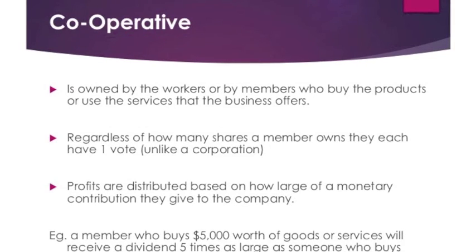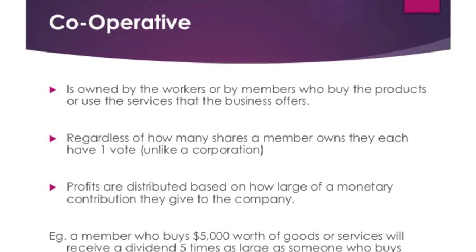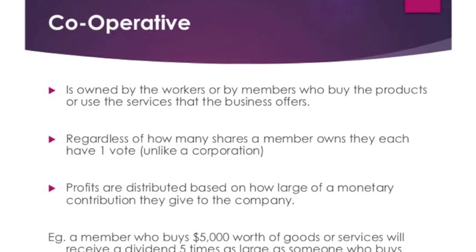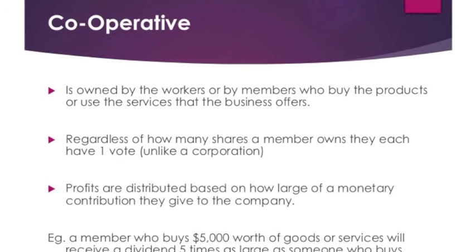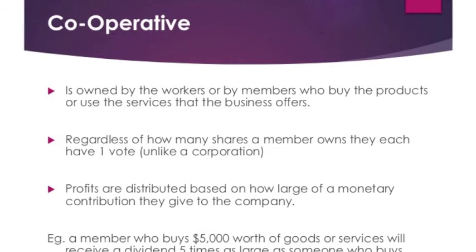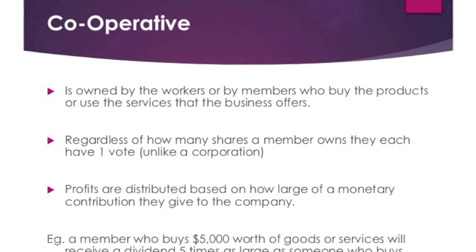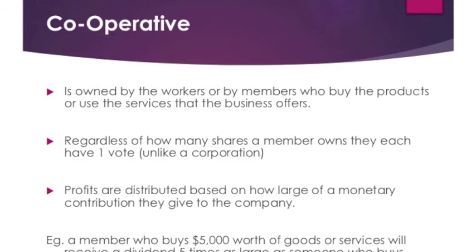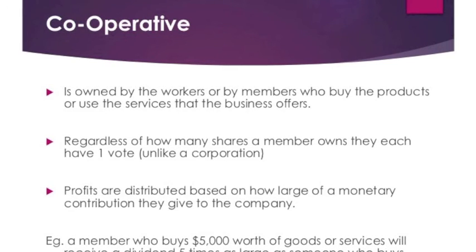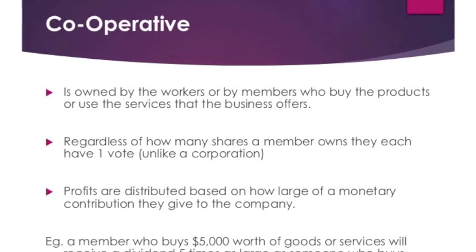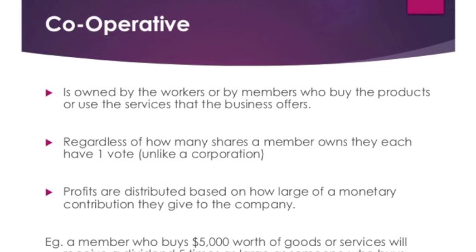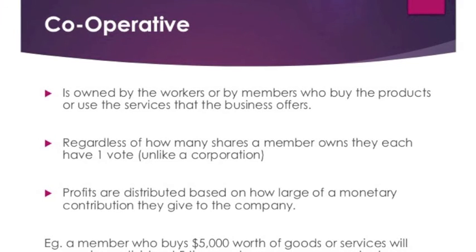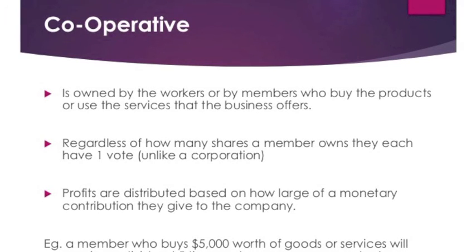The next type of business we will look at is a cooperative. A cooperative is owned by the workers or by the members who provide the products or use the services that the business offers. Regardless of how many shares a member owns, they each have one vote. Profits are distributed based on how large of a monetary contribution they give to the company. Example, a member who buys $5,000 worth of goods or services will receive a dividend 5 times as large as someone who only invests $1,000 worth of goods and services.